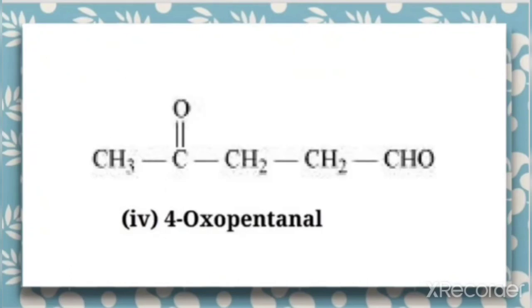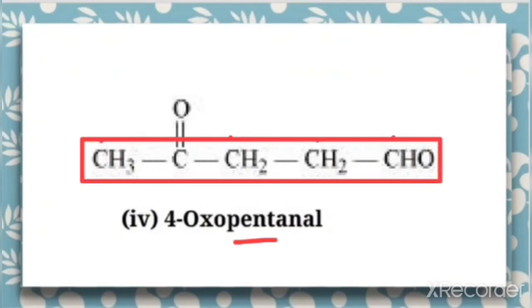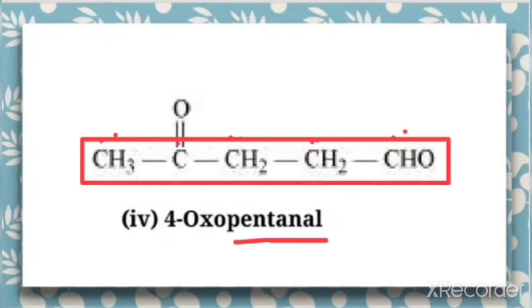Next, in this one, the word root is pent, that means 4 carbon, 1, 2, 3, 4 carbon. So the main chain having the 4 carbon, because the word root is given pent. So the word root is given pent, that means the number of carbon atoms should be 5 in this. And what about the functional group here? It is given pentanol, that means functional group is aldehyde group, and that should be on the terminal position.